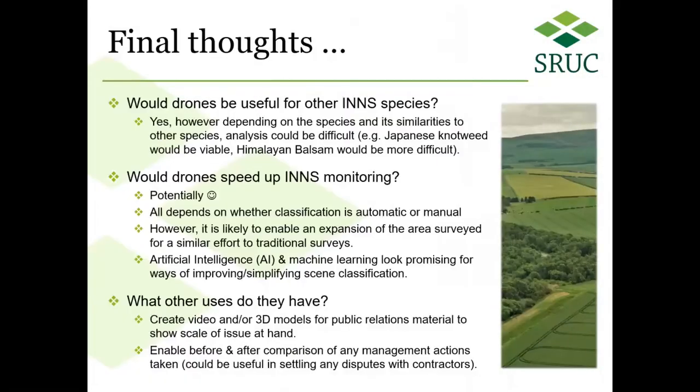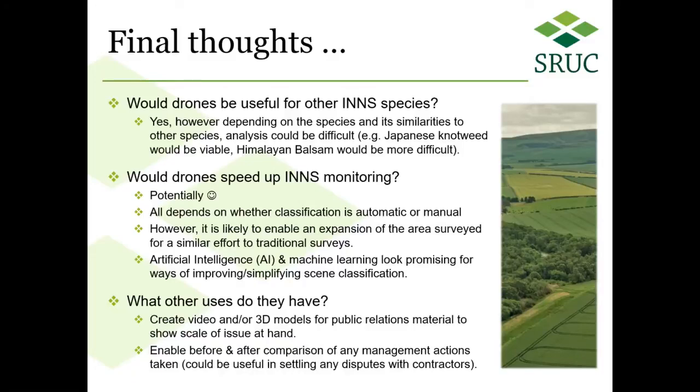So would drones be useful for other species? It rather depends on what they are. Japanese knotweed, I know, is viable because other researchers have looked at it. Himalayan balsam, I think, would be more difficult. There are some papers I've seen on it, simply because it's similar to other things. So it all depends on how effectively it can be separated from native vegetation, and whether it has any particular traits that make it stand out.